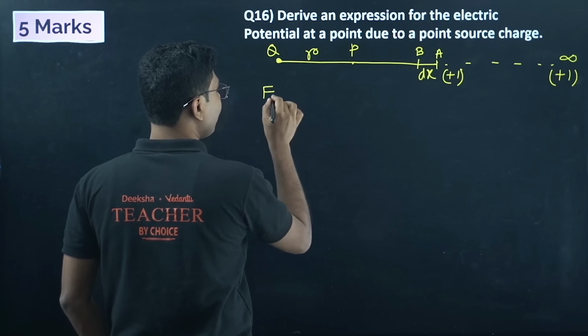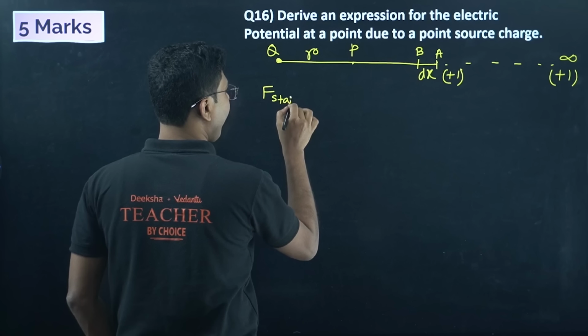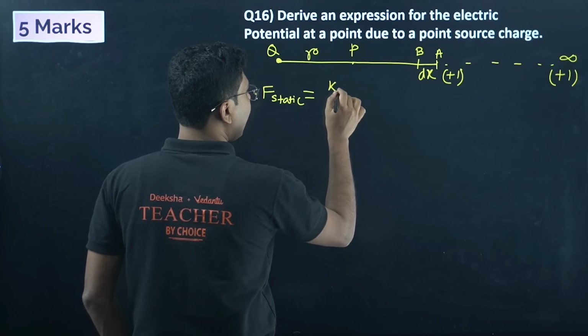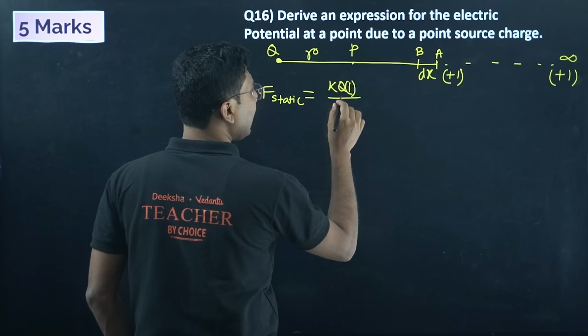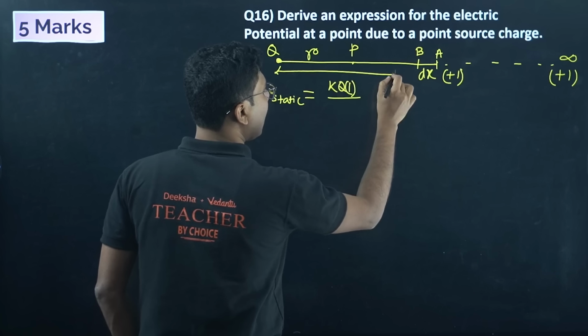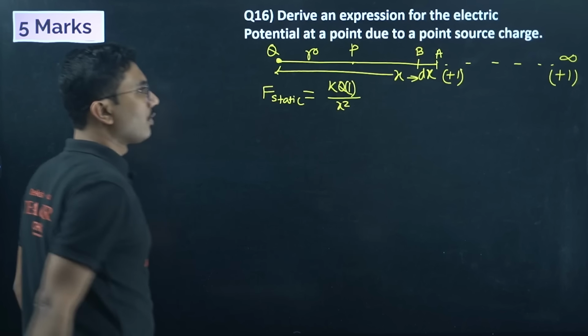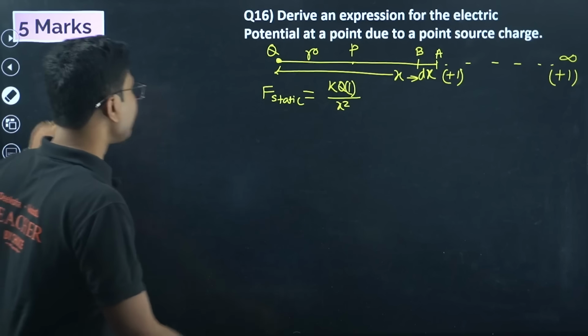The electrostatic force is given by K Q1 Q2 divided by R squared. The distance between the source charge and A is x, so x squared. This is a different point, right? And as the distance changes, the force will also change.